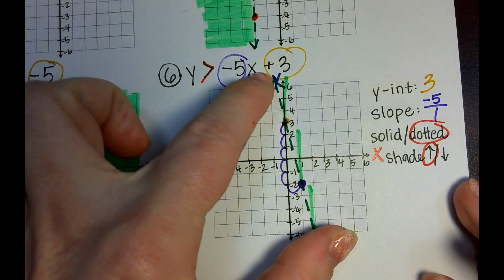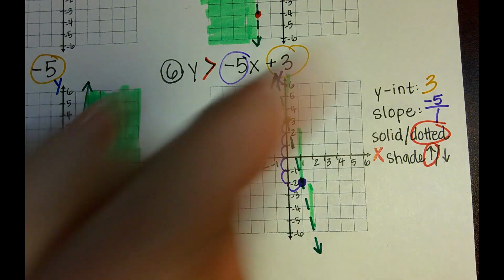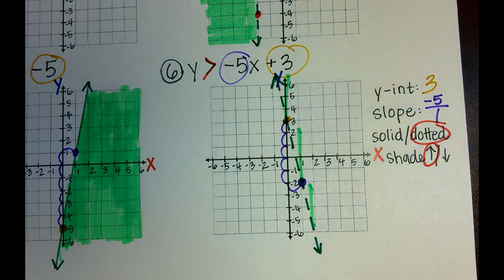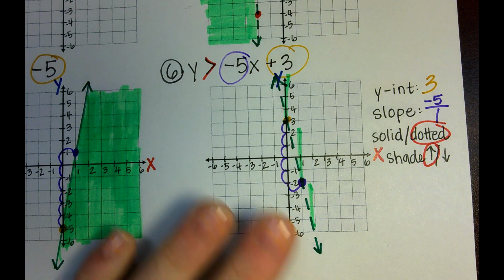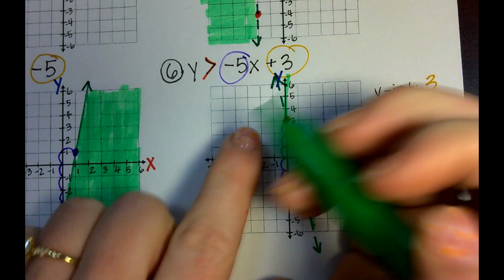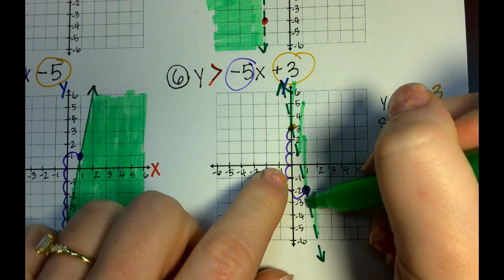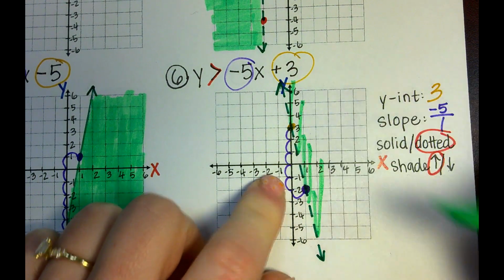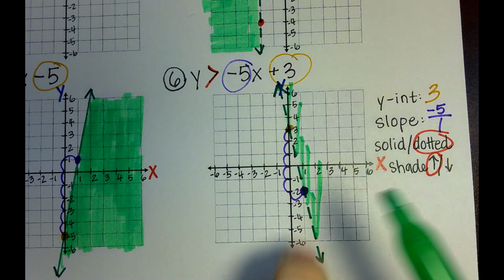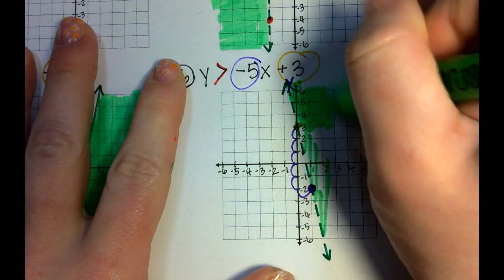If my line was tilted this way, then we'd be shading to the left. It really depends on the position of your line and where is considered above the line versus below. So when in doubt, find a point on the line and just draw a line straight up from it. If it's supposed to be greater than, shade up. So I know I need to shade where I drew my little lines.